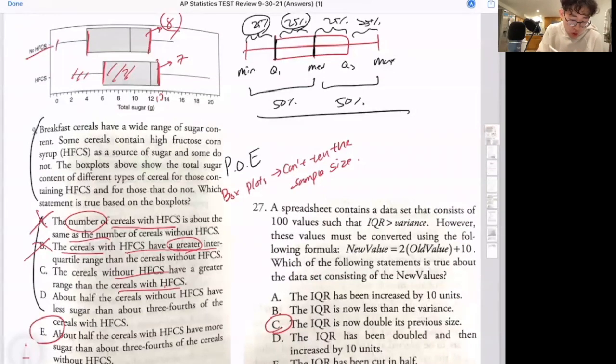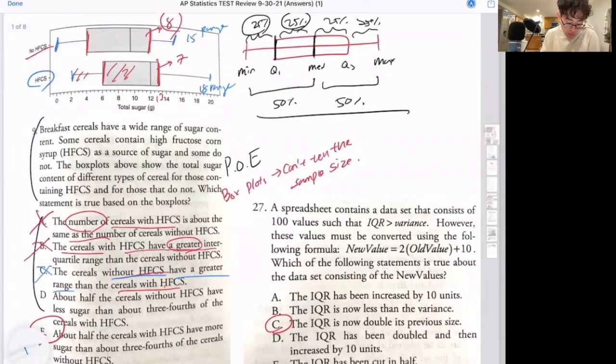Okay, so the range is the highest minus the lowest. I'll use a different color to annotate that. So that's blue, 0 to 15-ish. That's 15 in range, versus 2 to 20, which is 18 in range. It seems like HFCS clearly is the victor here. So series without HFCS have a greater range makes no sense.